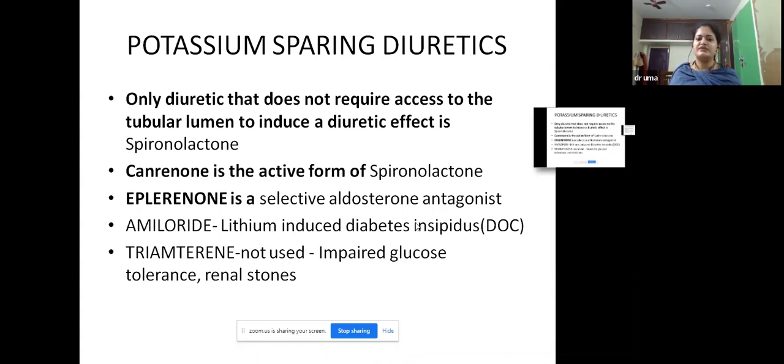Amiloride is used for lithium-induced diabetes insipidus. It is the drug of choice. Triamterene is not much used nowadays because it produces renal stones and impaired glucose tolerance. So in this slide, very important is spironolactone. It produces its action from the interstitial side, but all other diuretics act mainly from the luminal side.